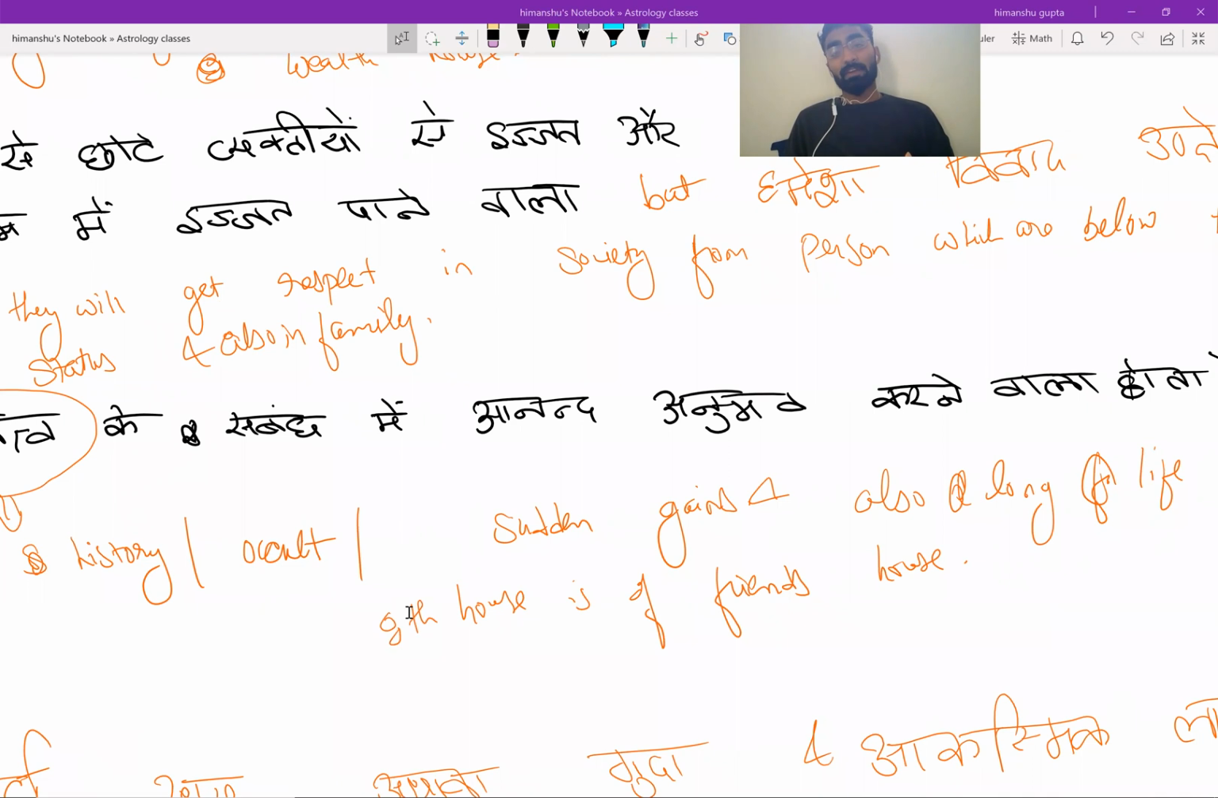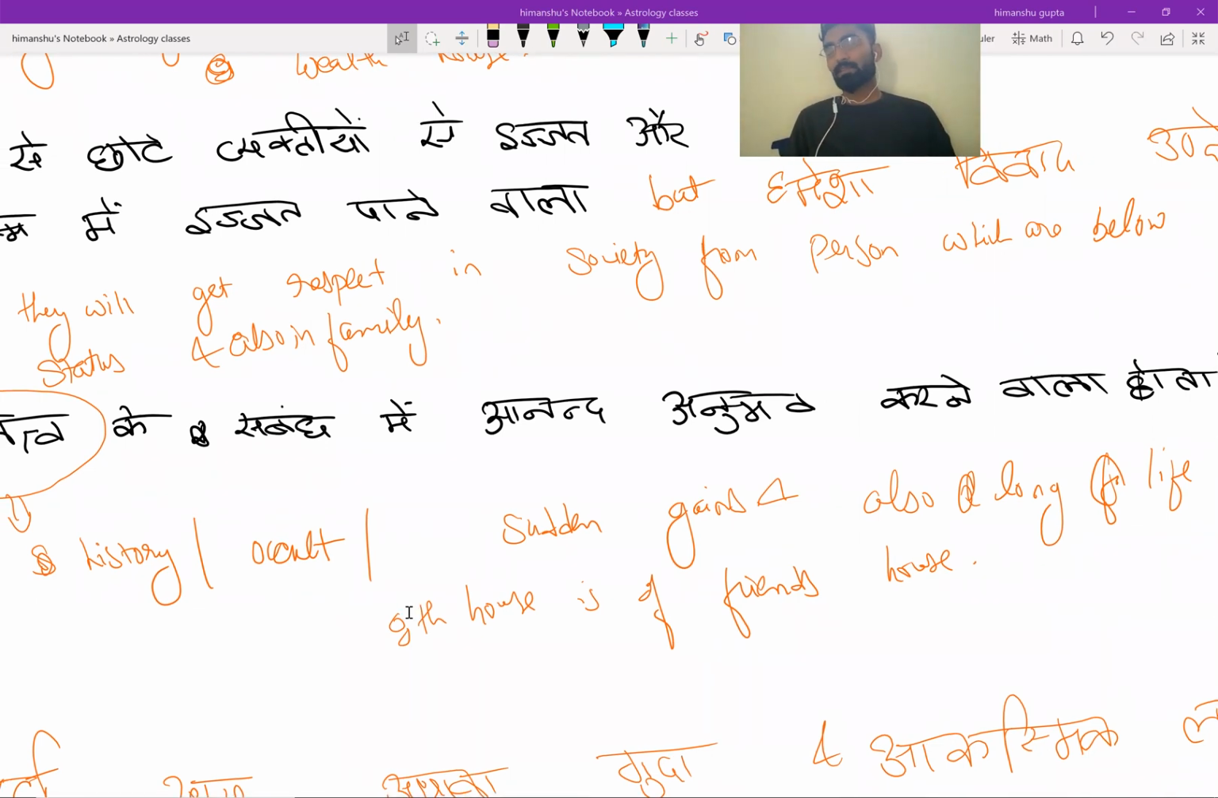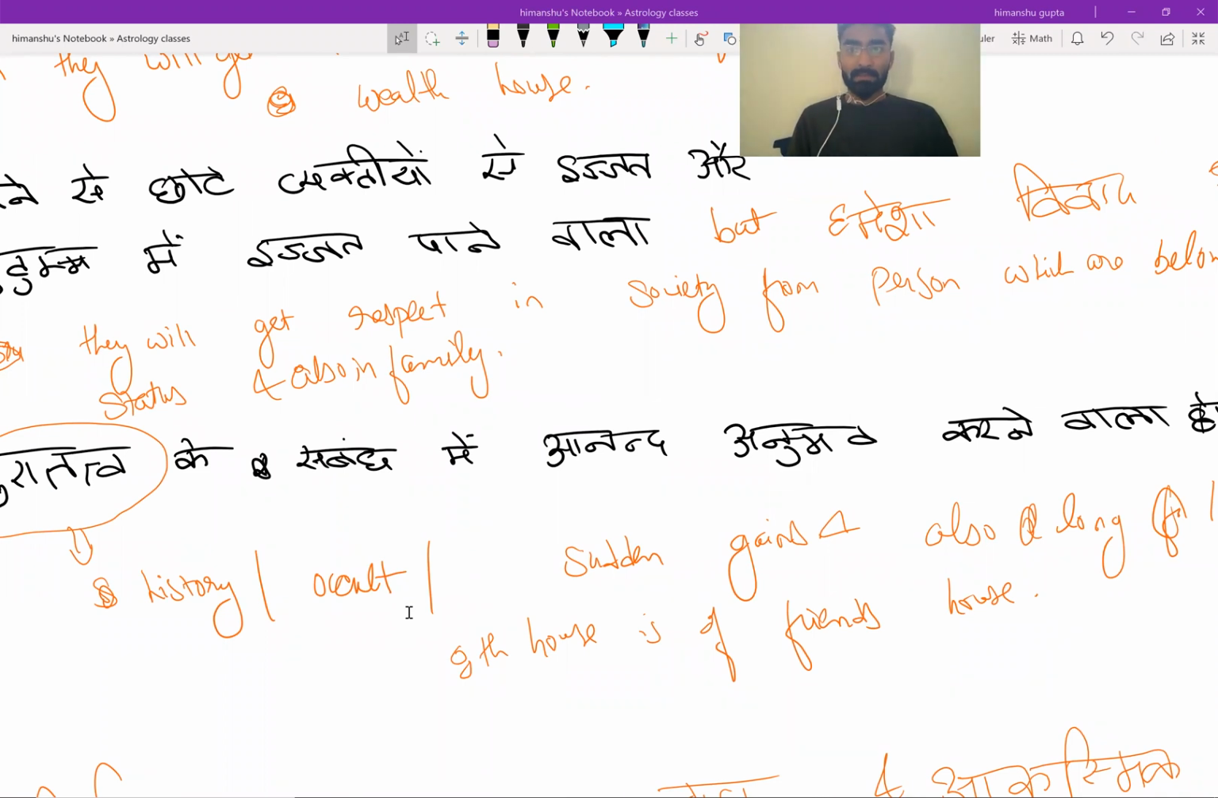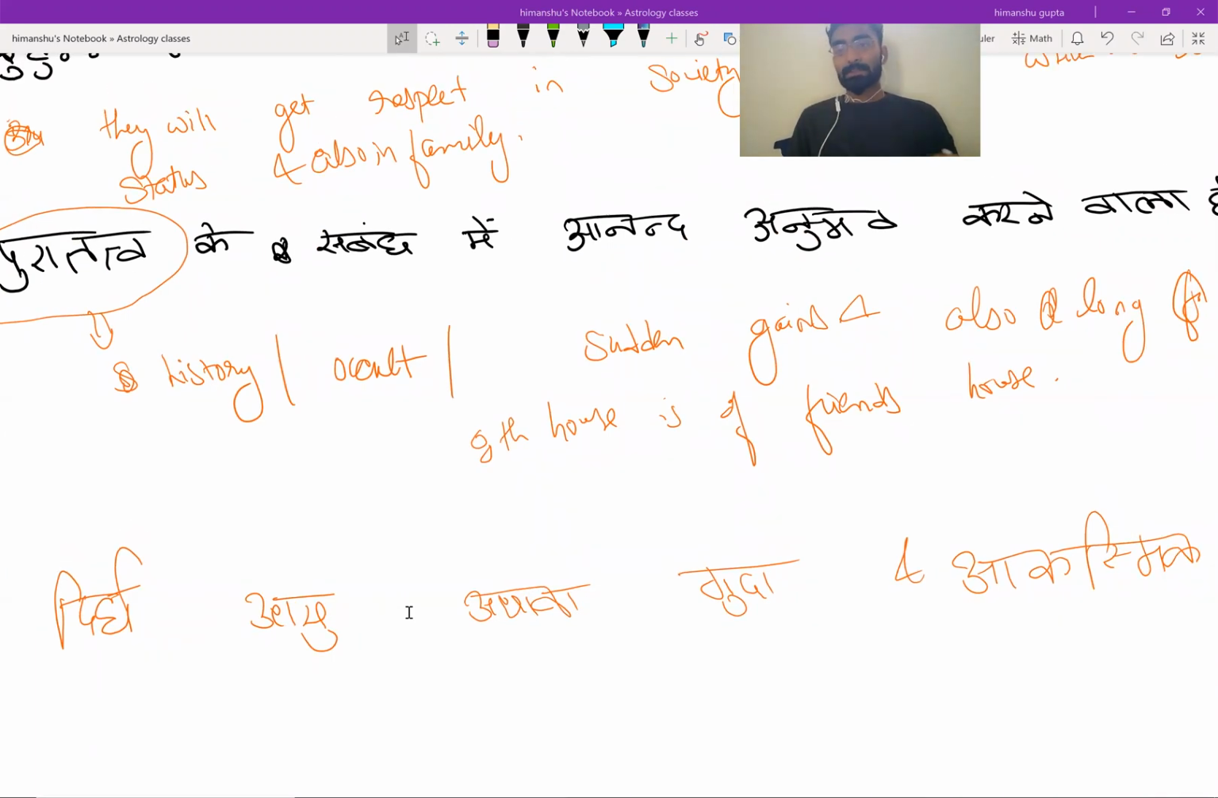Also, there is a fair chance that the person might get a long life because it's the friend's house. From the eighth house, we also see the longevity of a person, and the person will get sudden gains because that is the house of sudden gains also. And whenever any court case is going on, when the Sun is transiting the second house aspecting the eighth house in gochara, there are fair chances that in that particular month the person might get positive results in his or her favor.